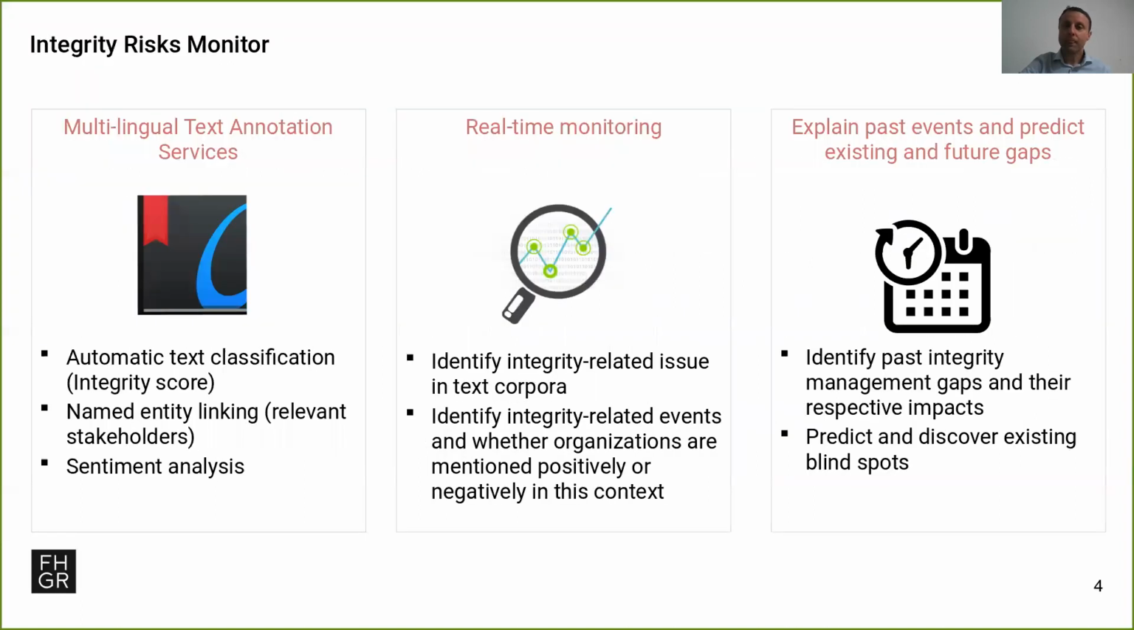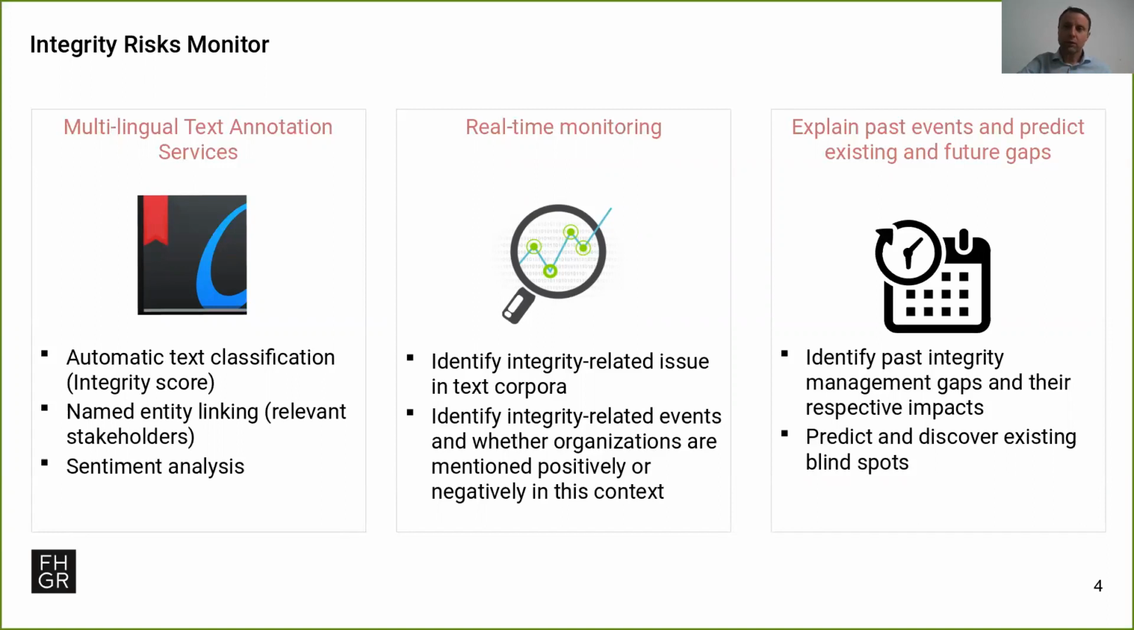From the technical point of view, what are the main components of the integrity risk monitor of this project? First of all, there's the part in which you are probably most interested in, that are the multilingual text annotation services. We have created services for automatic text classification that basically assign an integrity score, which corresponds to the probability that a document covers integrity topics to each document. Then we use named entity linking for identifying relevant stakeholders and sentiment analysis, as well as other methods from the field of natural language processing.